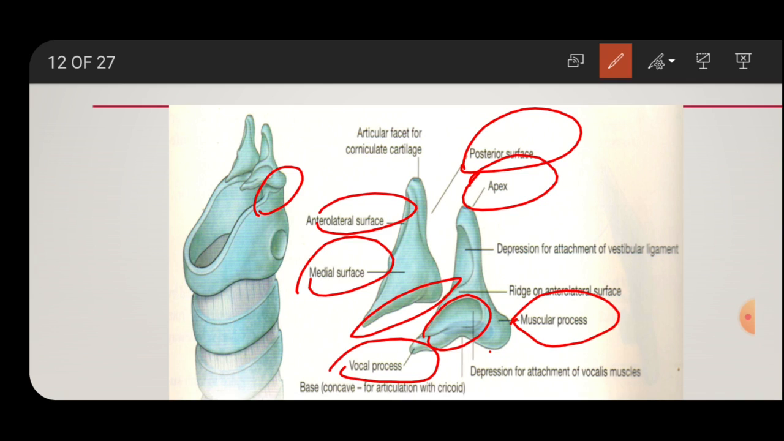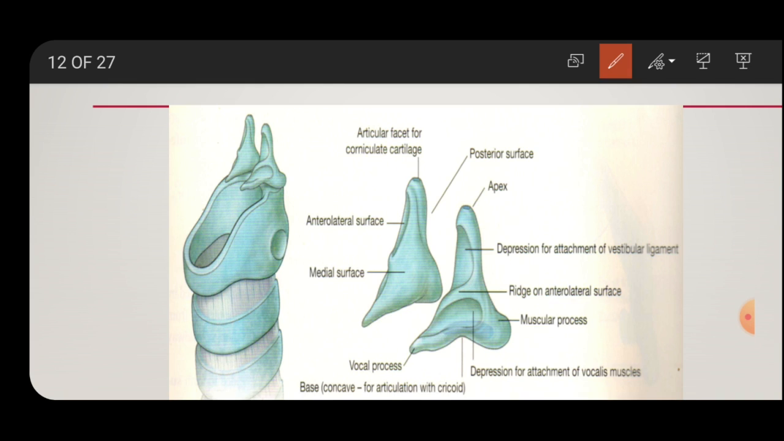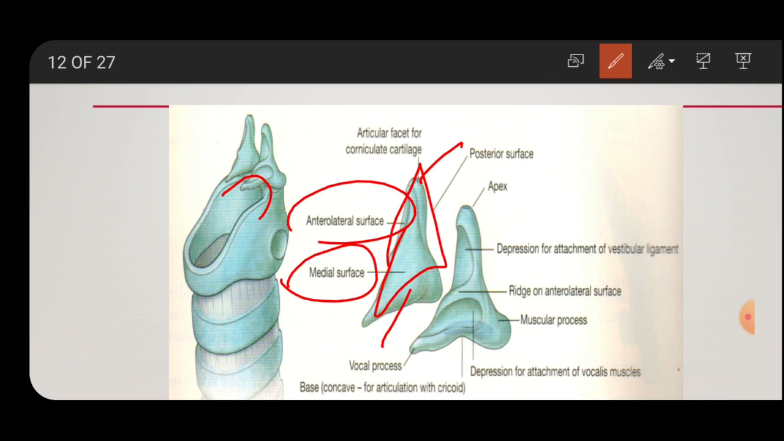The lateral angle of the base projects laterally as the muscular process, whereas the anterior angle of the base projects forwards as the vocal process. So these are the parts of the arytenoid cartilage. The arytenoid cartilage is placed on the upper border of the lamina of the cricoid. It is pyramidal in shape, which has an apex, base, medial surface, anterolateral surface and the posterior surface.